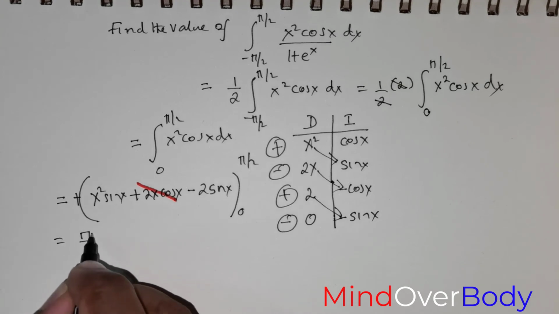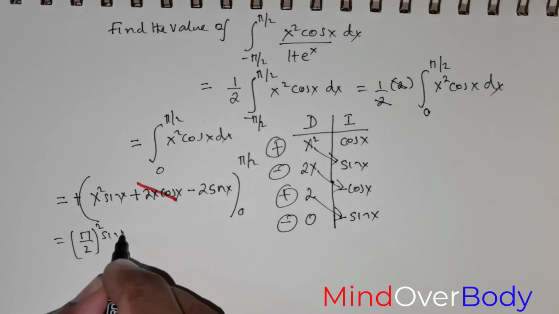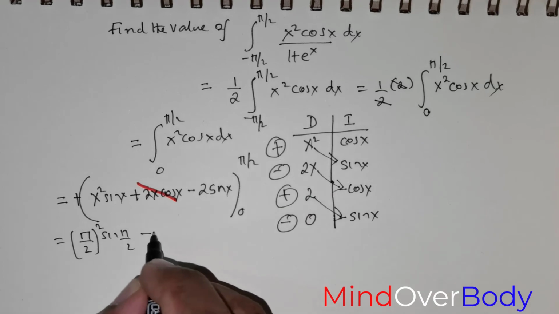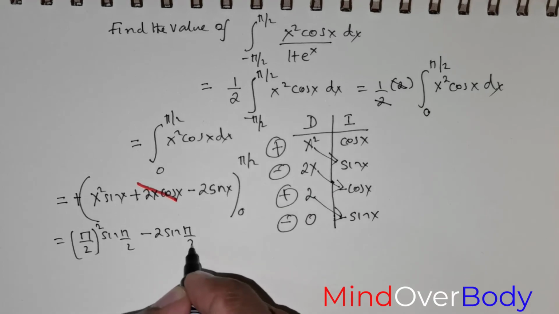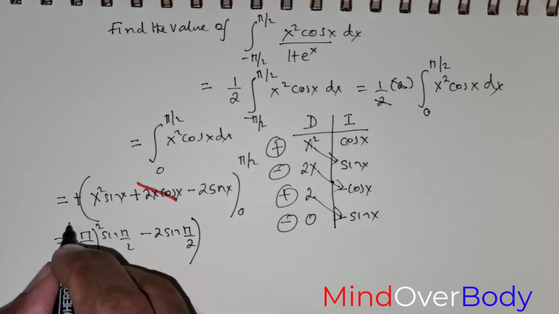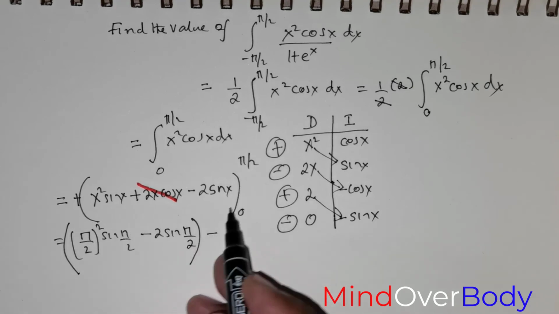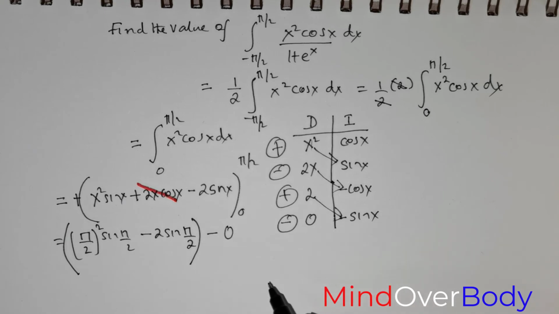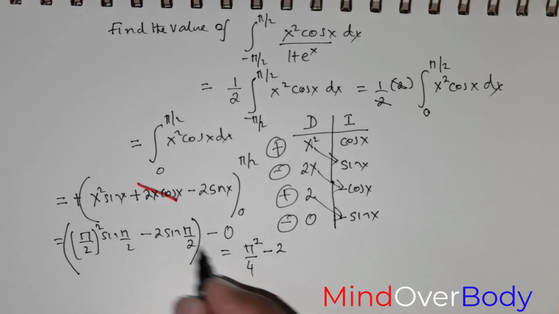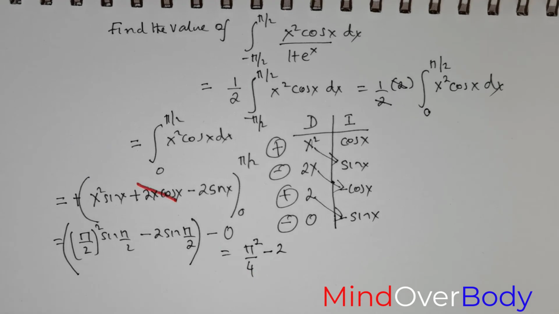So I substitute the upper limit. This is going to be pi over 2 raised to the power of 2 times sin pi over 2, negative 2 times sin pi over 2. This is for the upper limit. I substitute the lower limit. This will vanish. This will vanish. So this is going to be pi squared over 4. Sin 90 is 1, followed by negative 2 times sin 90 is 1. So this is our solution for this question.